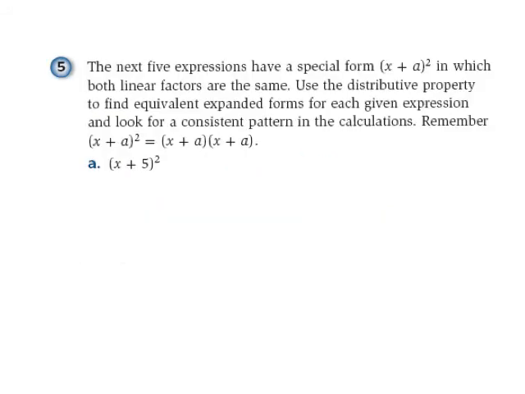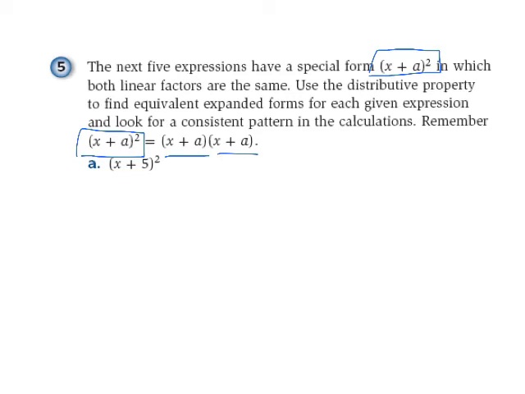The last type of distributing property is when it has the special form of x plus something squared. When something is squared, it just means to write it twice, to multiply it by itself. So x plus a squared is just multiplied by itself. X plus a times x plus a. I'll do one quick example.